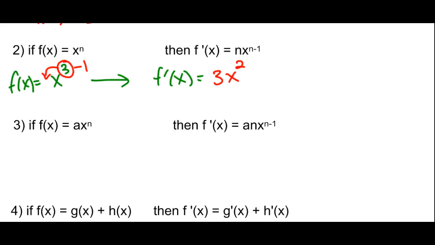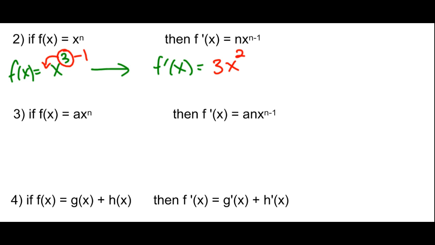All right, let's look at another example. Here we have f of x equals a times x raised to the nth power. Then our derivative is a times n times x raised to the n minus 1 power. So again, it doesn't look real pretty, but using an example, let's see this. So let's say we have 2x to the, let's say, 5th.